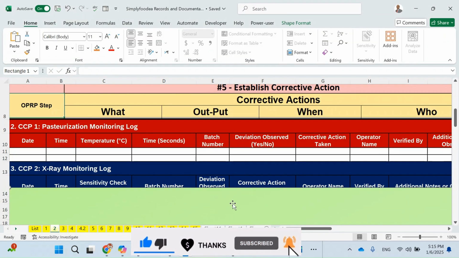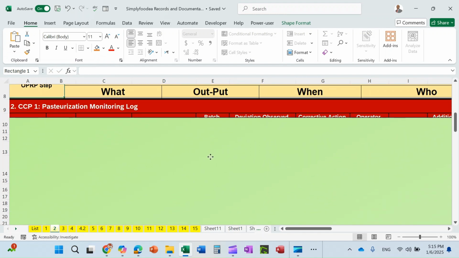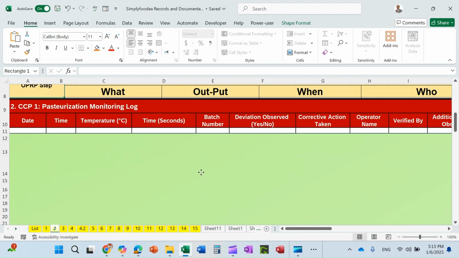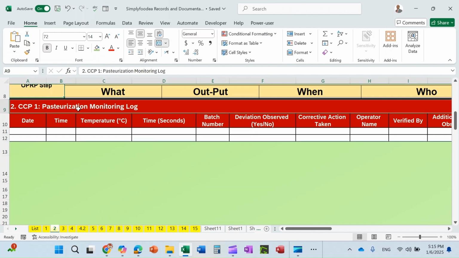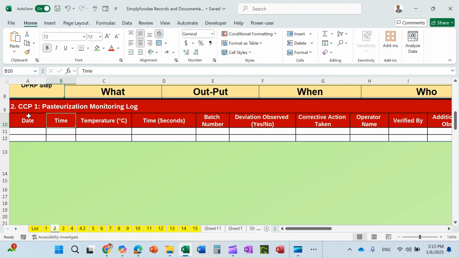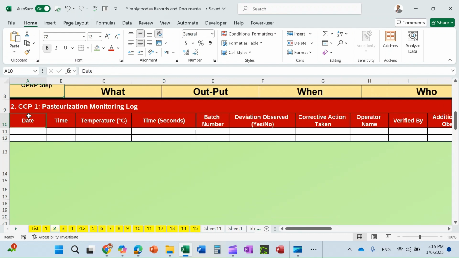And for the CCP, we have two CCPs in our HACCP plan: the pasteurization and the X-ray. For the pasteurization, the table for the monitoring of the pasteurization process will look like this: the date, the time, the temperature of the pasteurized orange juice, the batch number, the deviation if observed or not, and the operator name who has checked, and the other verification, for example, by the supervisor, and any additional notes.